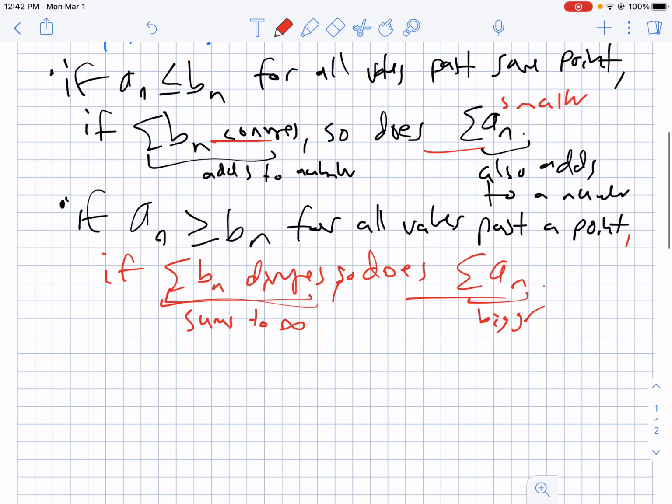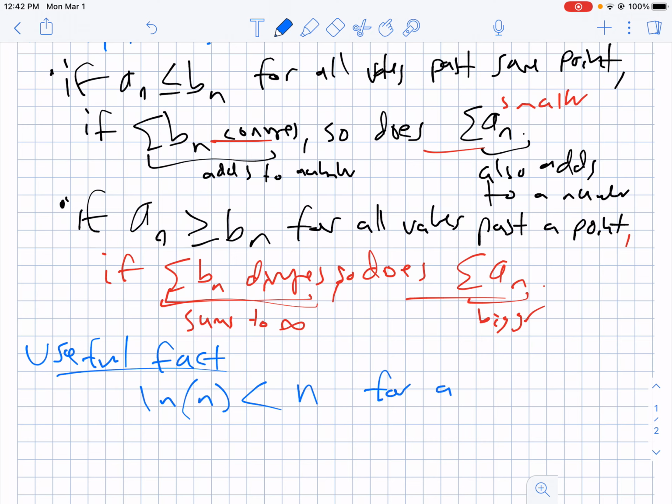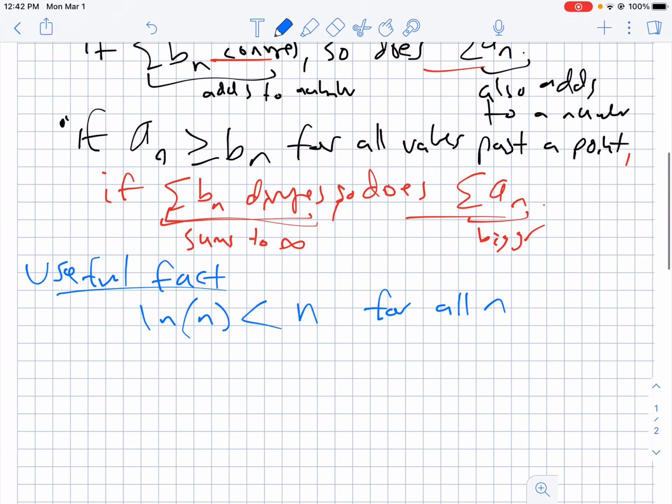Okay, so one of the useful facts, though, deals with ln. One of the things you may or may not remember is that the natural log of n is smaller than n for all values of n. And you can see this graphically, right? If you graph the function y equals x, we know what that looks like. And if you graph the function y equals ln of x, it looks like that. It is always below that.